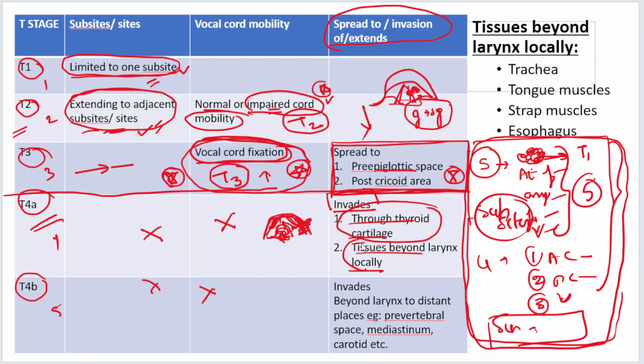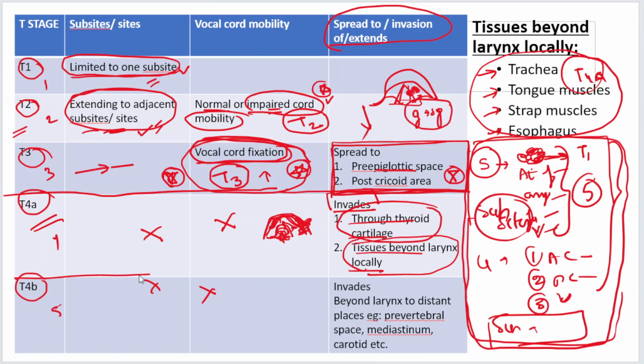Okay. And also if the tissues beyond the larynx locally. What are the tissues beyond the larynx locally? Trachea, tongue muscles, strap muscles, and esophagus. This is also, it has gone beyond the larynx and it is extending upwards, downwards. It is invading the trachea. It is invading the esophagus. In front, it is invading the strap muscles of the neck. Anterior superiorly, it is going into the muscles of the neck. Muscles of the tongue. So all this also comes under stage T4A only. Then what is stage T4B?